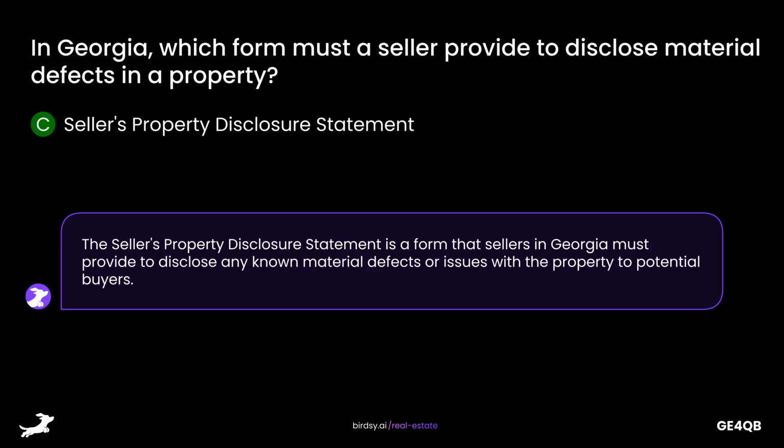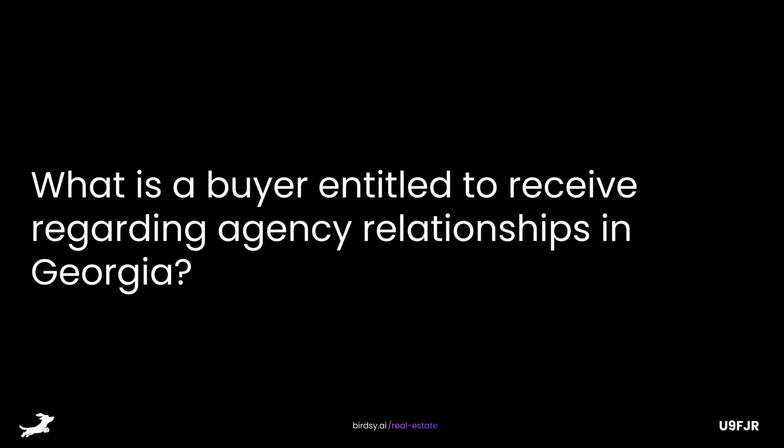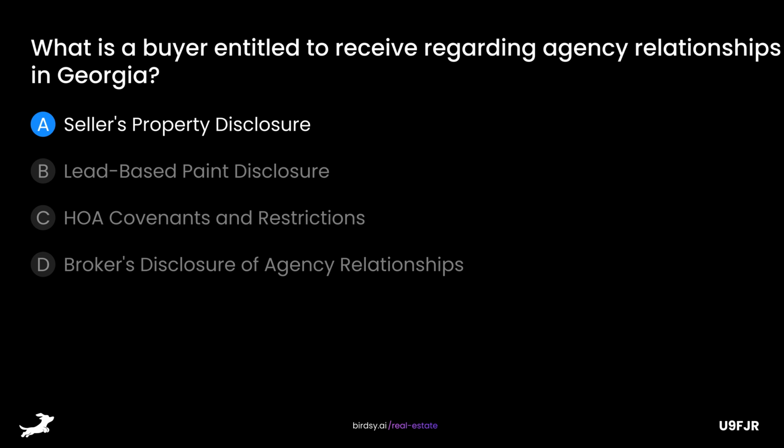The seller's property disclosure statement is a form that sellers in Georgia must provide to disclose any known material defects or issues with the property to potential buyers. What is a buyer entitled to receive regarding agency relationships in Georgia? Is it A, seller's property disclosure, B, lead-based paint disclosure, C, HOA covenants and restrictions, or D, broker's disclosure of agency relationships? The answer is D, broker's disclosure of agency relationships.